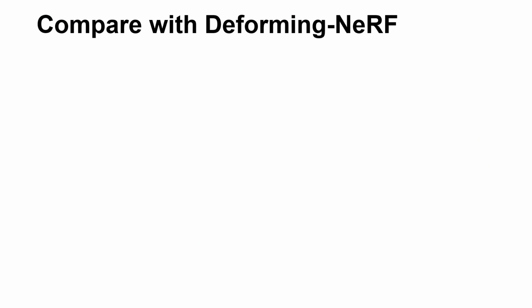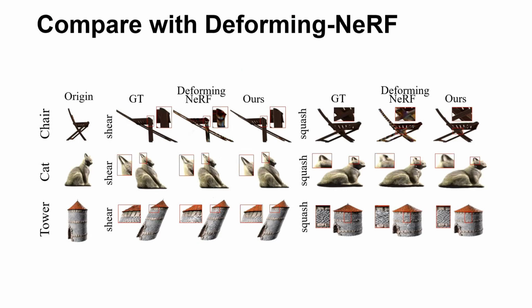We benchmark our method against deforming NeRF for shear and squash deformation. We directly modify original mesh vertex positions to generate ground truth and deformation gradient field for deforming NeRF and PIE-NeRF. Our method consistently demonstrates better performance, evidenced by lower MSE values and higher PSNR scores across all cases.